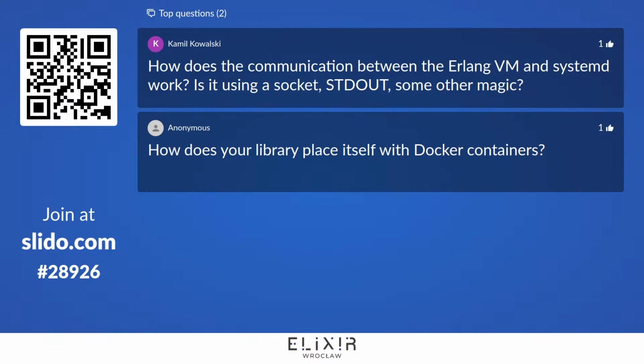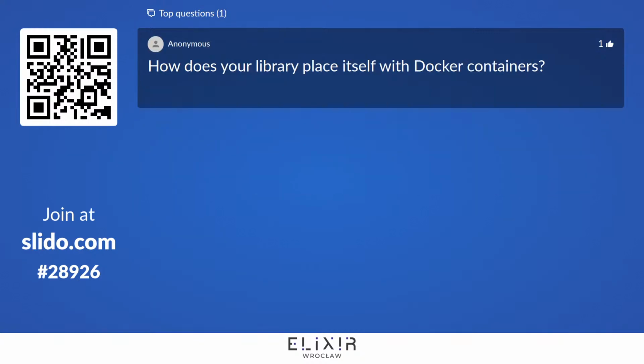And the next question, from Anonymous: how does your library place itself with Docker containers? My idea is that with systemd you don't need Docker containers. There are systemd containers, called systemd-nspawn, which is similar to Docker in the abstraction. But in general, like I said, with the isolation features of systemd, you just don't need Docker.